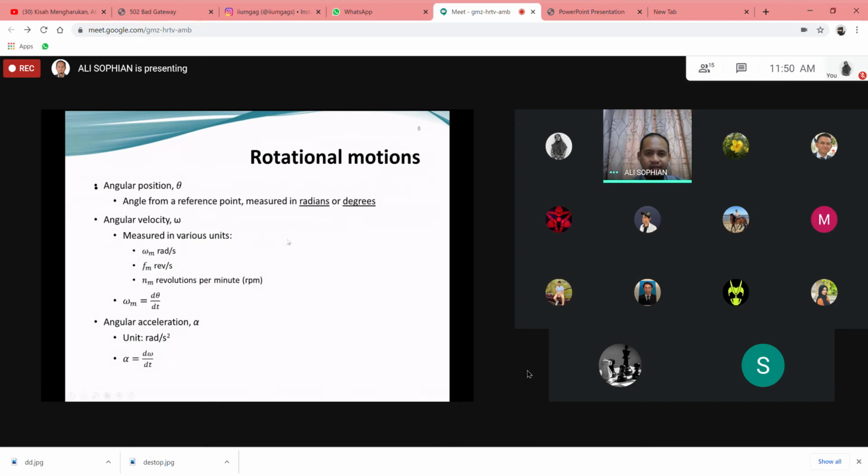Okay. For rotational motion, there are a few technical terms. Again, surely you have come across this before. First, the angular position, and the symbol for it is theta, and it's measured in radians or degrees.